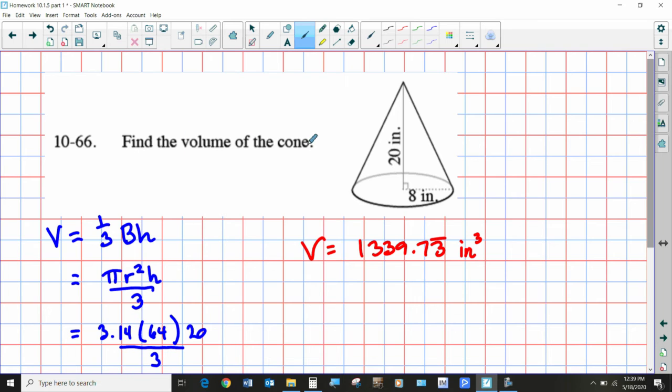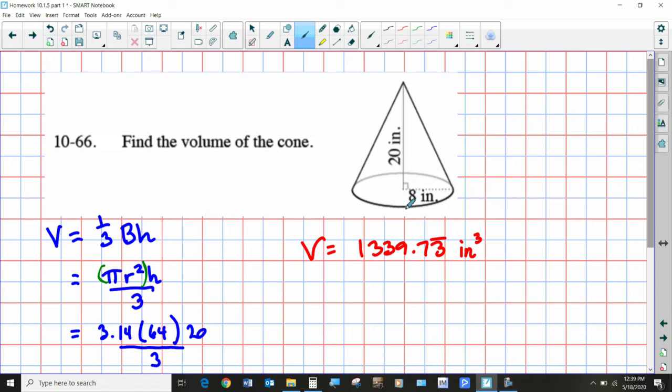All right, find the volume of the cone. Remember, the volume of a cone is 1/3 the volume of a cylinder that has the exact same base area and the exact same height. So instead of base area times height, we're going to take 1/3 times the base area times the height. And the base area is that of a circle, so we're going to change that to pi r squared.